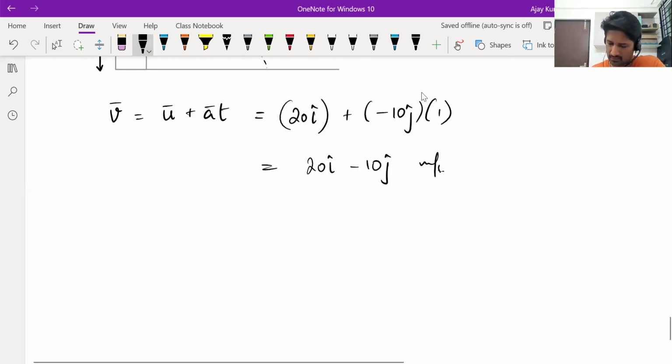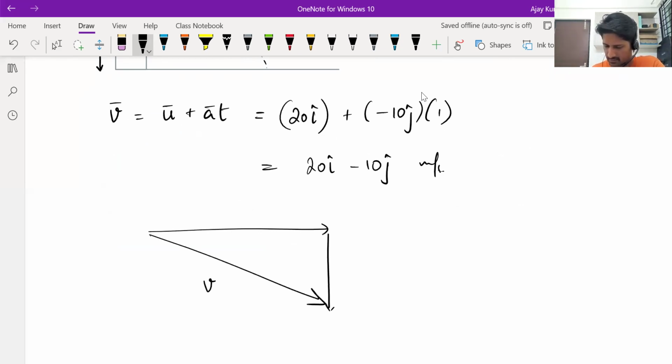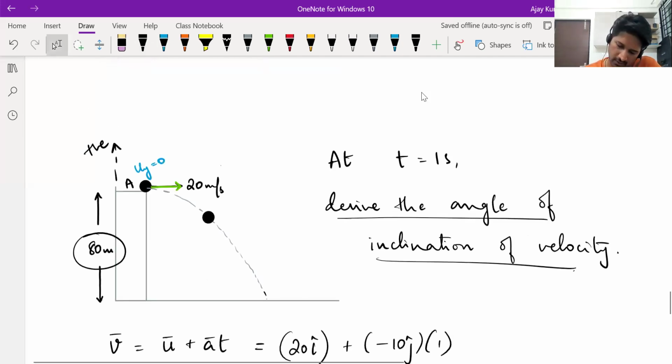And if you visualize 20 i cap minus 10 j cap, this is the velocity vector. This angle is what you are asked to calculate. This is 10 units, 20 units. Tan alpha is 10 by 20, 1 by 2. Alpha becomes tan inverse 1 by 2. That's the angle it makes with the horizontal. It will be moving like this at that moment. With horizontal, that means with ground, it makes that angle tan inverse 1 by 2.